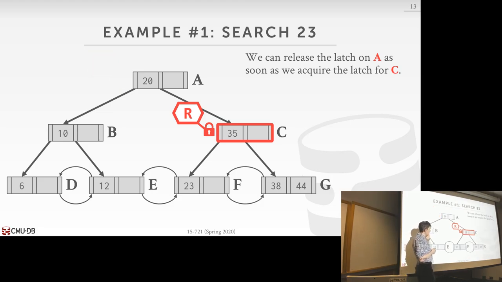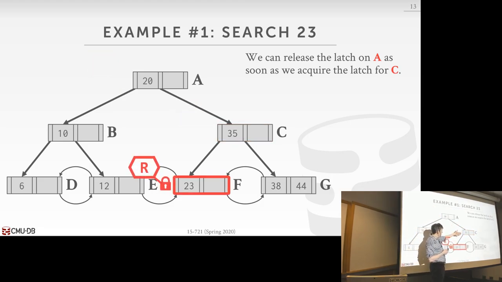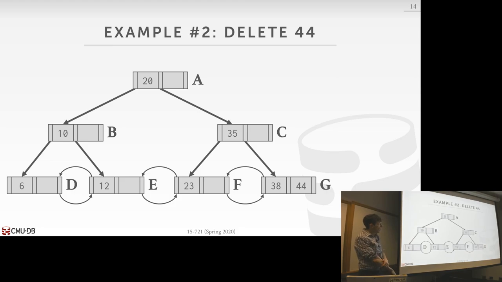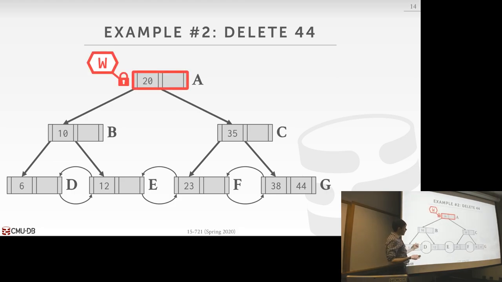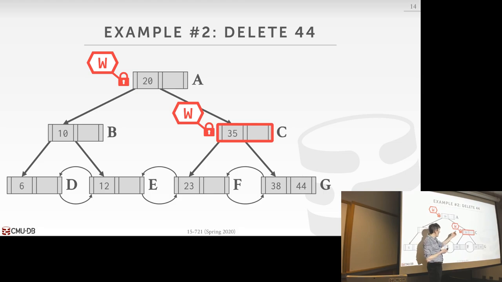So then we get down now to here, same thing. We can release the latch on C because we never need to go back to it. And then we go down here to F and we can do our read on 23. Now we're going to do a delete. Start with A. We take a write latch on A, come down here, take a write latch on C.